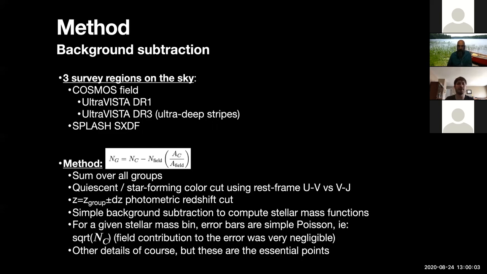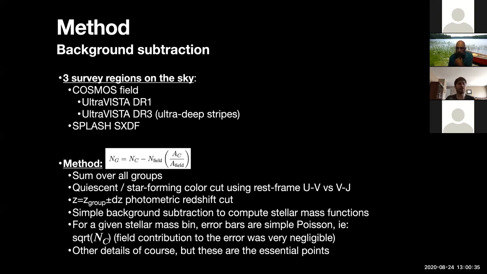The number of galaxies with a given property is equal to the number of galaxies in some circular aperture minus the number of galaxies in the field survey region. And that subtracted quantity is weighted by the relative areas of the circular aperture to the field. And so I sum over all groups, average all three field regions, and then I can calculate things like stellar mass functions.